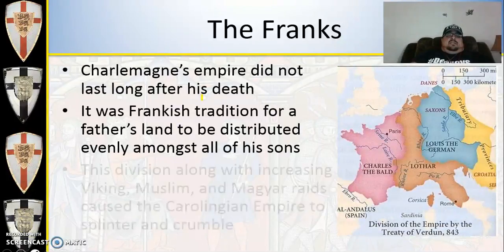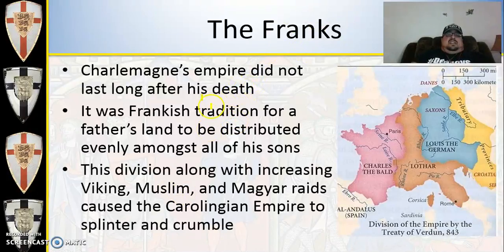So, Charlemagne's empire did not last long after his death. So, think about that. It did not last long. After he died, people came in and took over for him. It was Frankish tradition for a father's land to be distributed amongst his sons. Kind of sounds like what we do today: sons inheriting father's wealth, father's land. The division, along with increasing raids from Vikings, Muslims, and Magyars, caused the Carolingian Empire to splinter and crumble. So we had division. We had raids. Caused this empire to crumble.